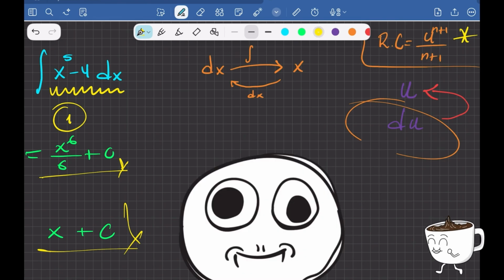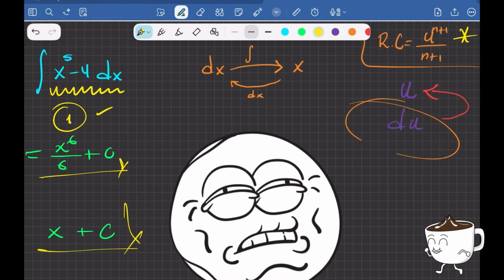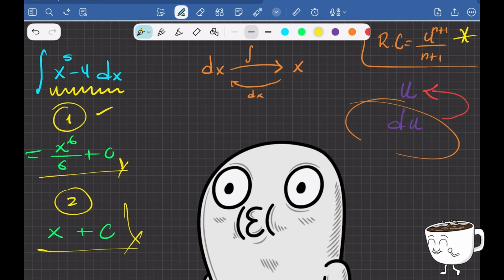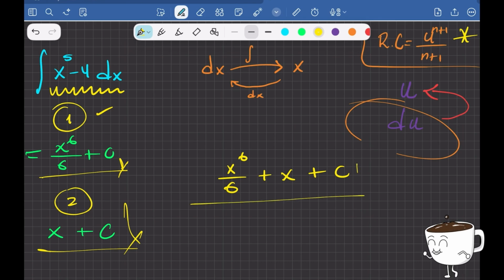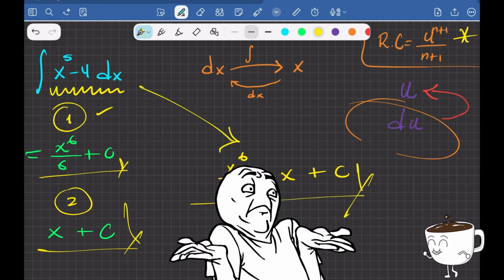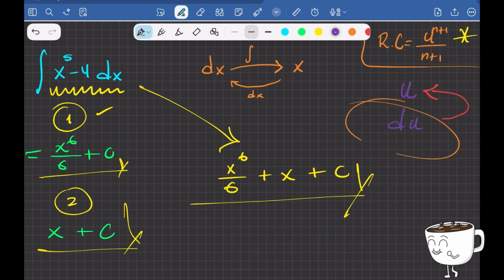I will proceed to delete this part of the board again to leave you only the results. We note that we have the first result, that was this solution, and we have this other solution. The complete solution of what we were asked to integrate, which was x to the 5th minus 4 dx, what would it be? I'm going to put it in yellow, and it would be x to the 6th over 6, plus x, plus c.